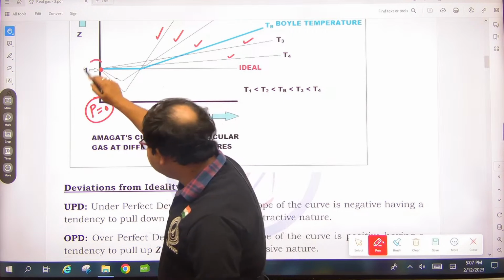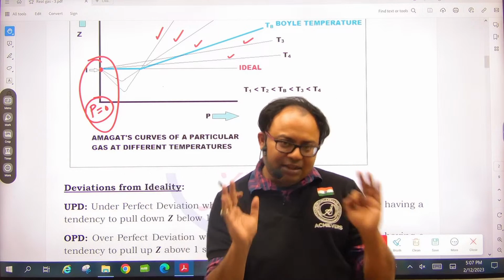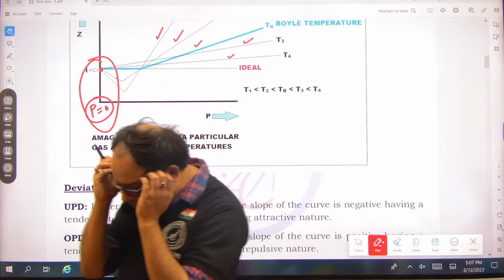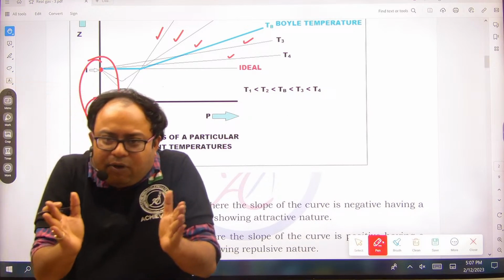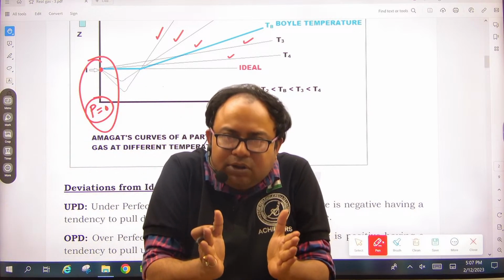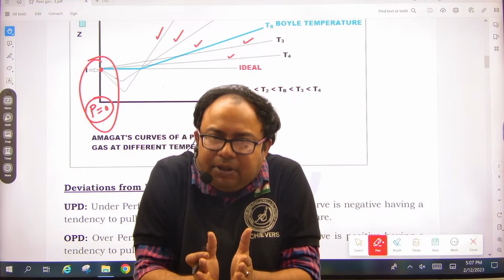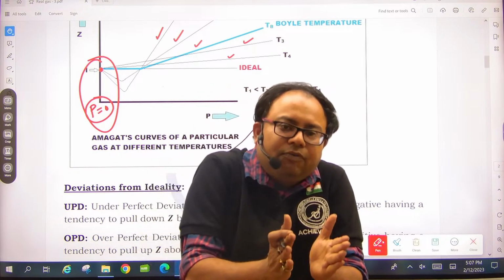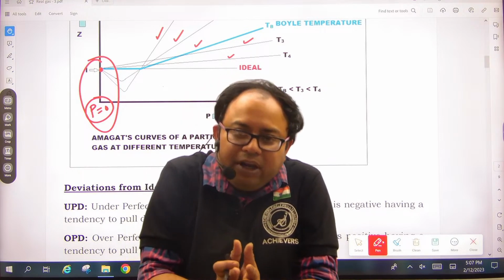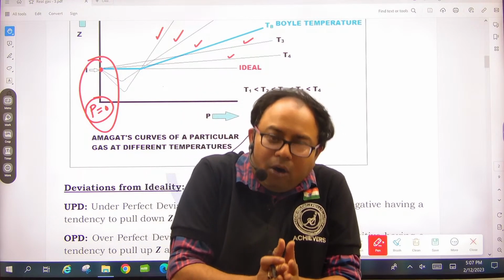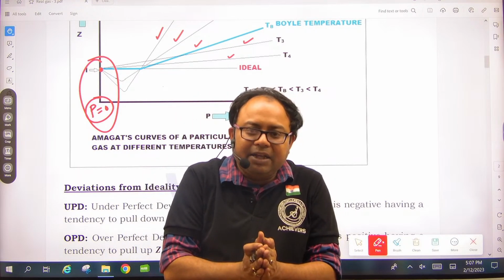Can you suggest any reason behind that? The reason is very simple. If you increase the pressure, what happens? The molecules come closer to each other. And as the molecules come closer, the force of repulsion or the force of attraction, which are Coulombic in nature, will increase because they follow the inverse square law.